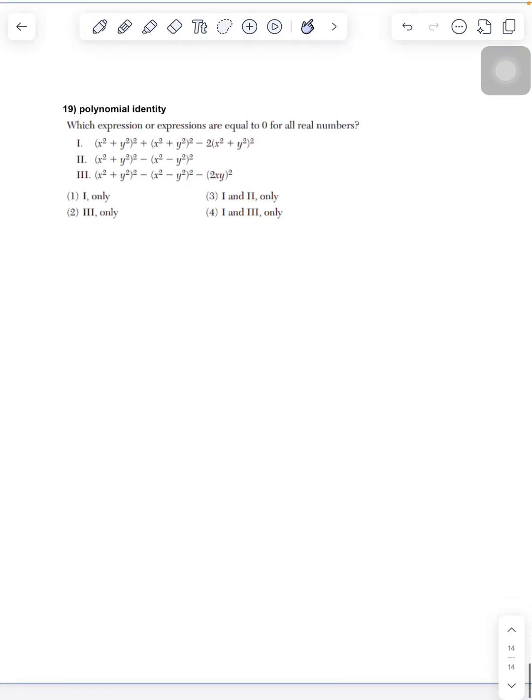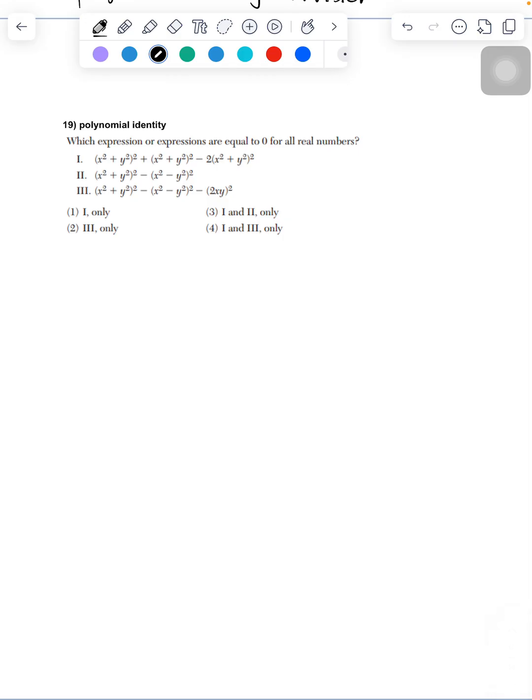Last problem, number 19. Wow, I've been recording for too long. This is my Saturday, and I'm sick. So let's go. All right.